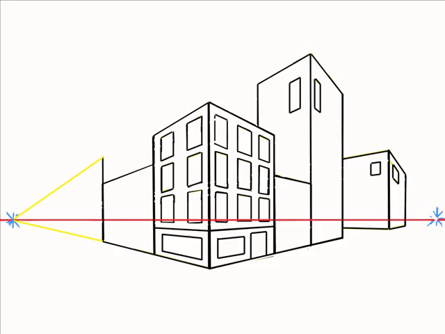Now we'll make a building on the end of the left-hand street. And again, we're going to see a little bit of the top of the right-hand side of that building.